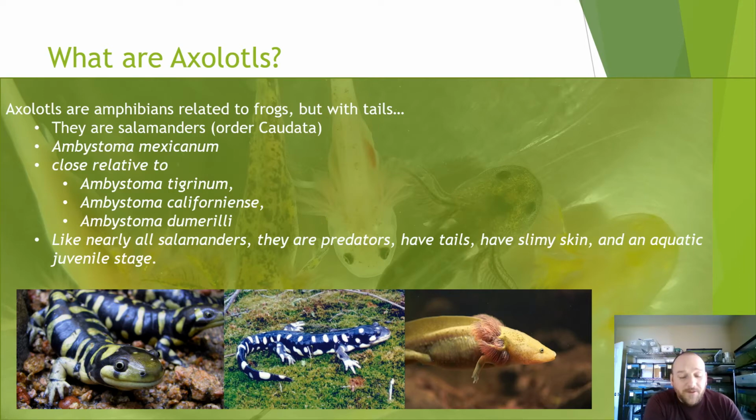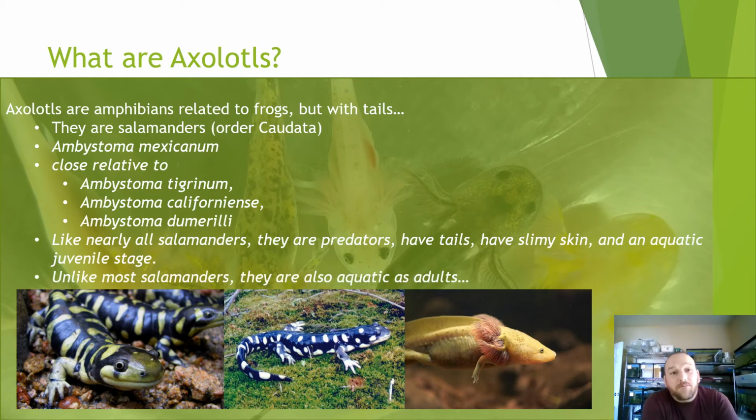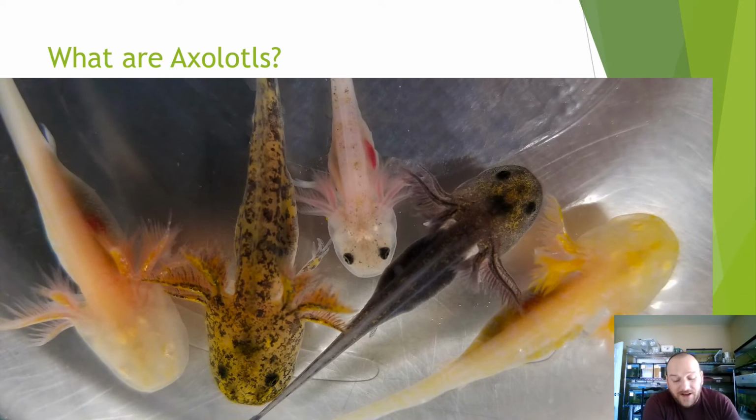But the difference about axolotls, and this is true for dumerilii and some other groups, and we'll get to that later, is that unlike most salamanders, they don't metamorphose into terrestrial adults. They stay in the water as adults. And this makes them super unique, well, somewhat unique, and we'll get to that later, but makes them very different from most salamanders. So let's talk a little about why this is the case and why these axolotls might do this. And we'll get to that in just a second.